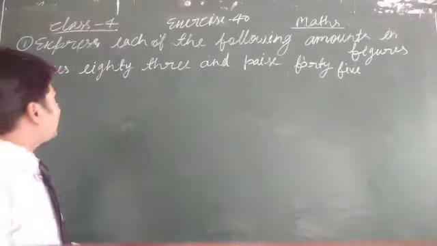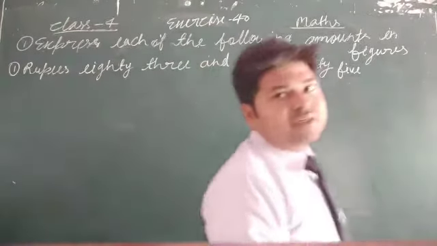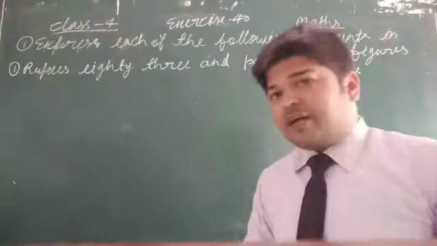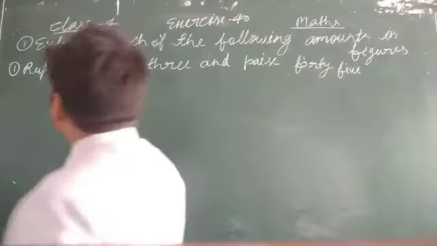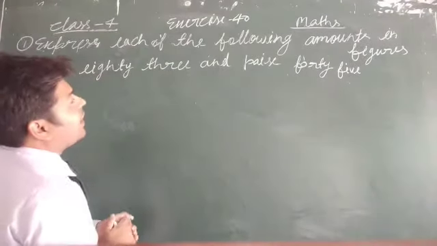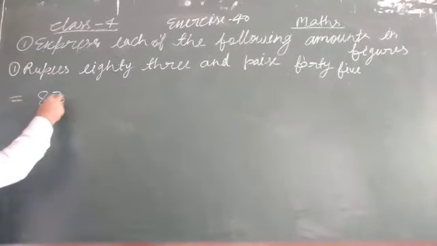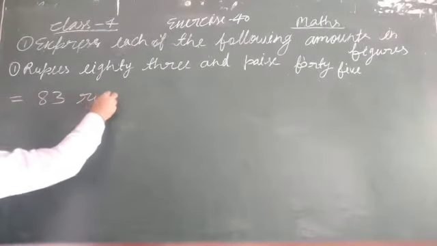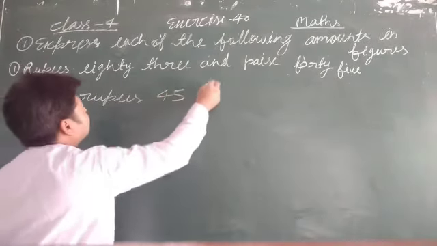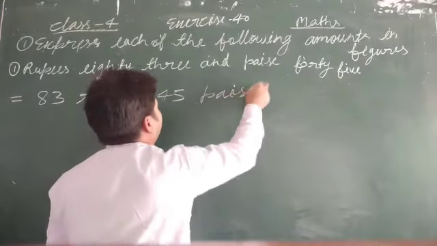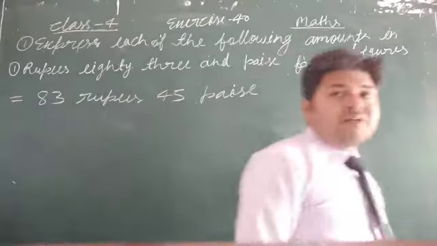The first question is this: express each of the following amounts in figures. You have to write in long form and short form also. So how will you write? The first question is rupees 83 and paise 45. You will write like this: 83 rupees 45 paise. Like this you will write, and now you have to write in short form also. So how will you write?